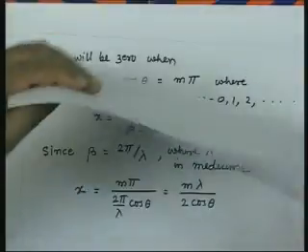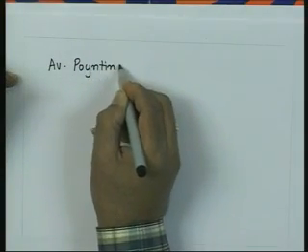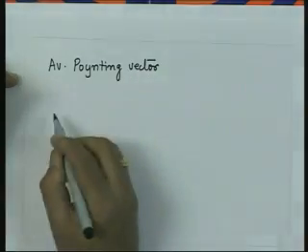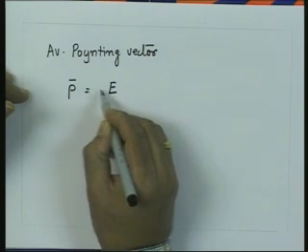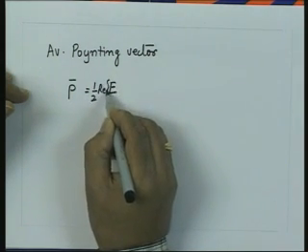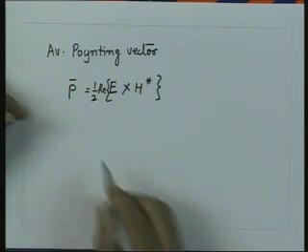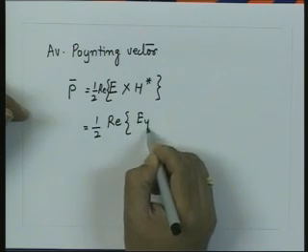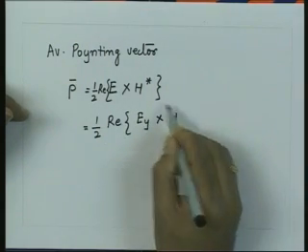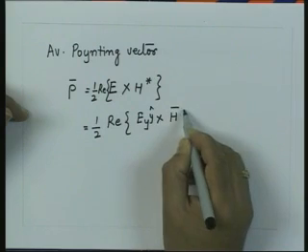So, when we calculate the cross product of E and H, in this case we get the average Poynting vector, which is P. That is, we have half the real part of E cross H conjugate, and from here I get half the real part of E y cross H, which has both the components. So, this is E y cross H conjugate.